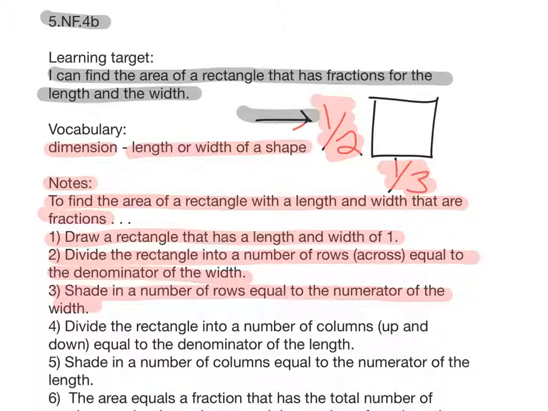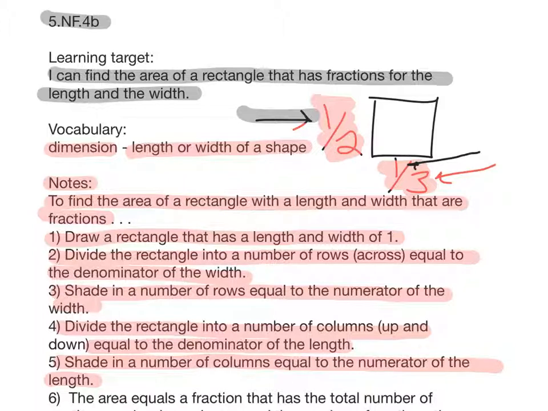Then you're going to divide the rectangle into a number of columns, the other direction, the up and down direction, equal to the denominator of the length. So you're going to go the other direction and divide it into 3 columns. Then you're going to shade in the number of columns equal to the numerator of the length. So you would shade in 1. Let's try that again. You'd shade in 1 of those columns.